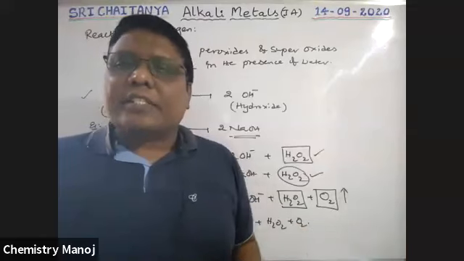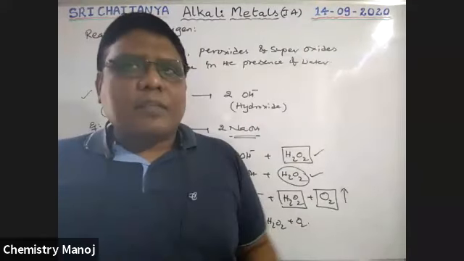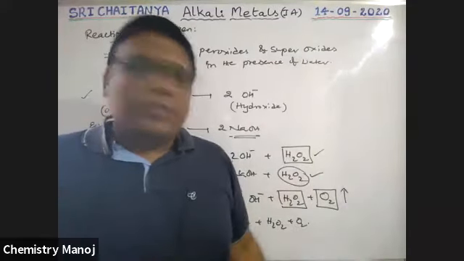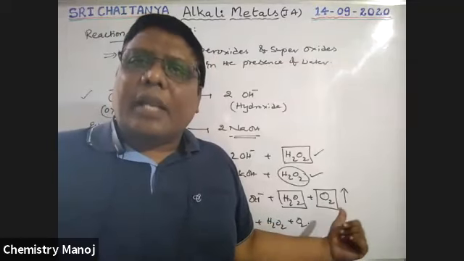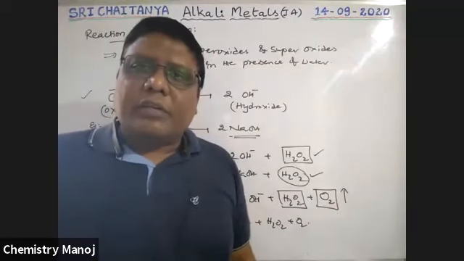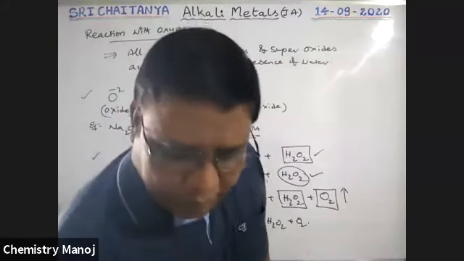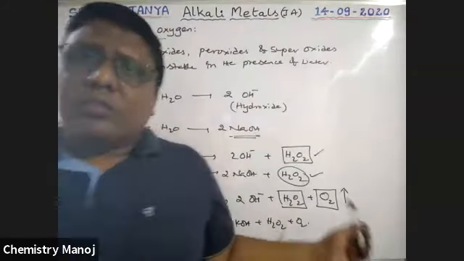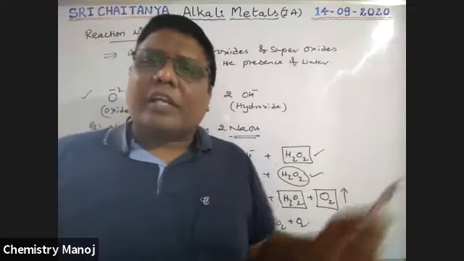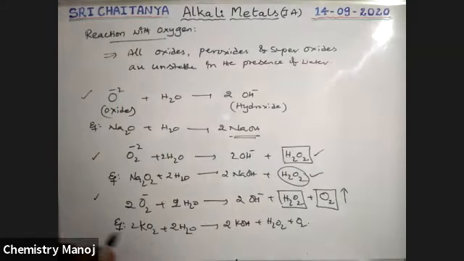Superoxides give oxygen gas. That liberated oxygen is paramagnetic as per your MOT concept. Okay, so this is all about oxides, boys, and the reaction of alkali metals with oxygen. So next, and most important, reaction with hydrogen.